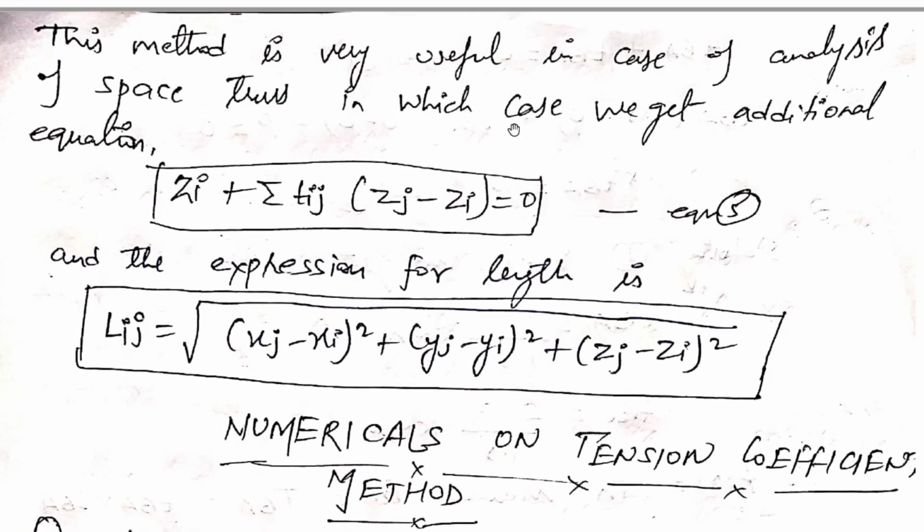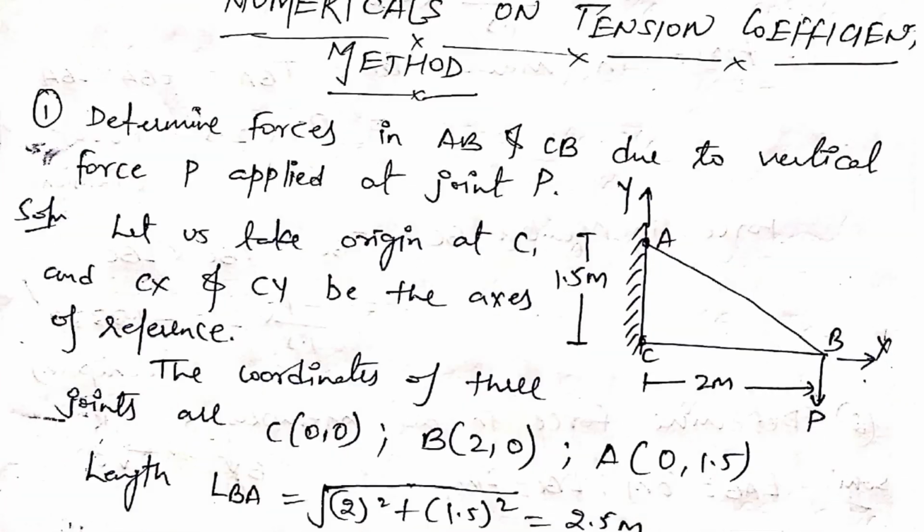Similarly, if we have a space truss, then our z equation also comes. So that is Zi plus summation of Tij (zj minus zi) is equal to 0, and the length will be expressed as Lij equal to root of (xj minus xi) whole square plus (yj minus yi) whole square plus (zj minus zi) whole square. Okay, let's take one numerical here.